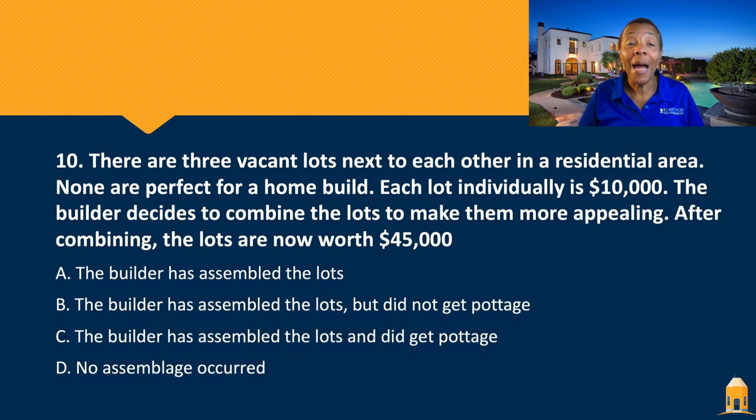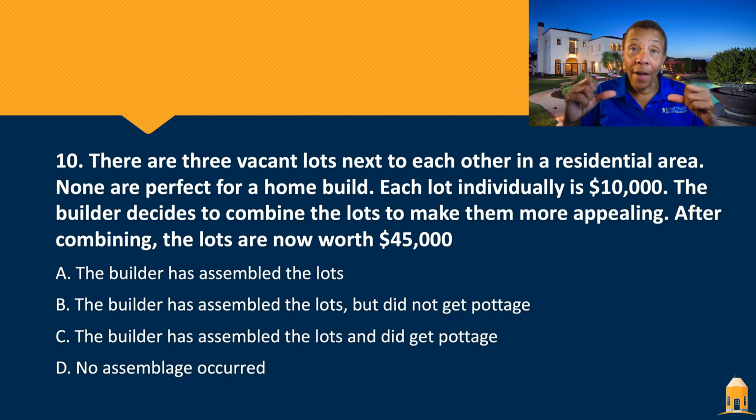A, the builder had assembled the lots. B, the builder has assembled the lots but did not get plottage. C, the builder has assembled the lots and did get plottage. Or D, no assemblage occurred. All right, this is definition again, right? If you put lots together, then we call that assemblage. So we know that D is out, okay?